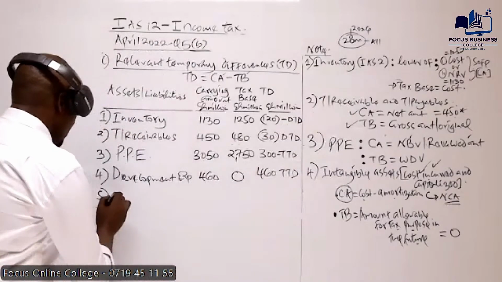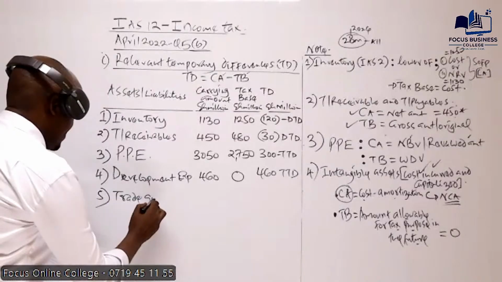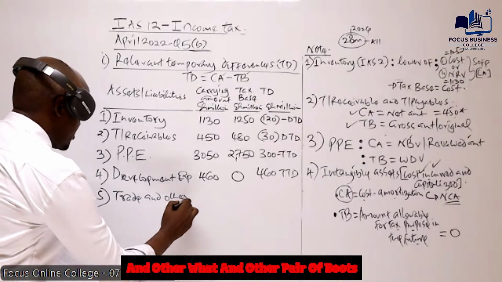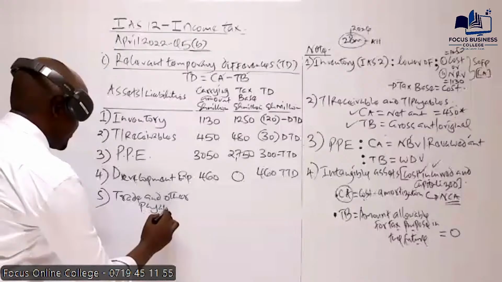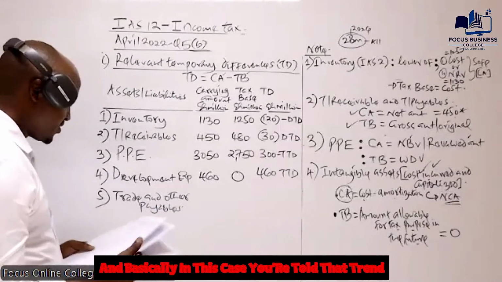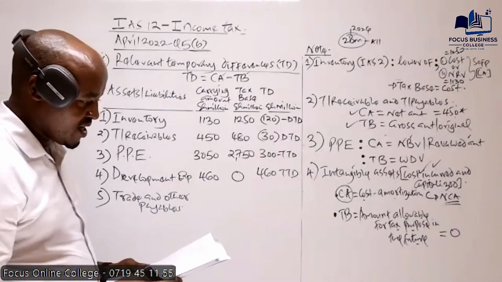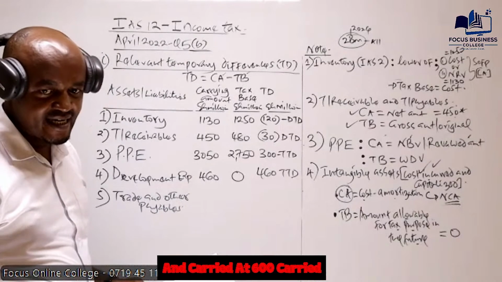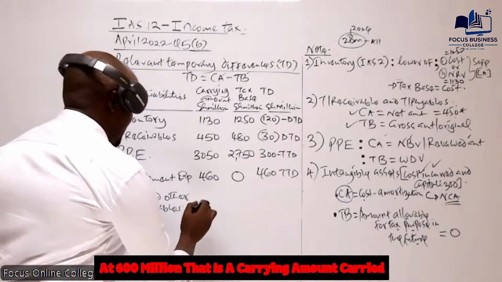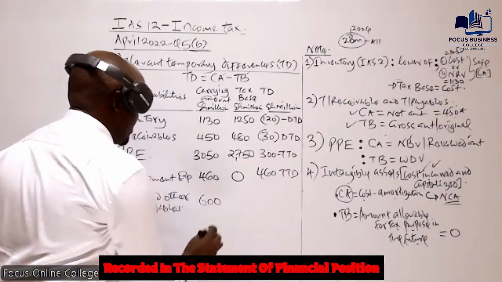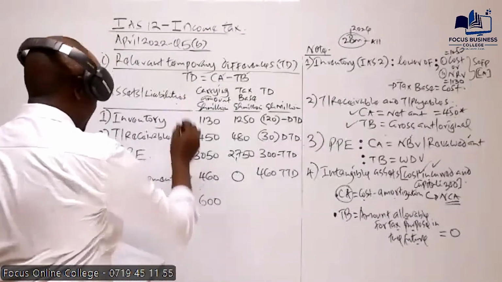We have the trade and other what? And other payables. And basically, in this case, you're told the trade and other payables are carried at 600. Carried at 600 million. That is the carrying amount. They are recorded in the statement of financial position at 600.